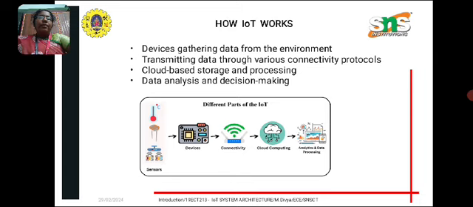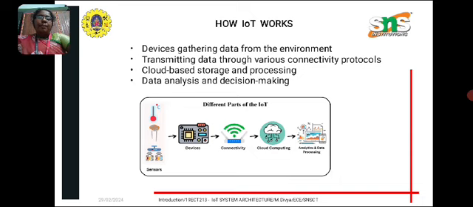How does IoT work? There are sensor devices. The sensor devices gather data from the environment. That data is transmitted through various connectivity protocols to cloud-based storage and processing, where we can process and analyze the data and make decisions based on the data collected from the sensors.